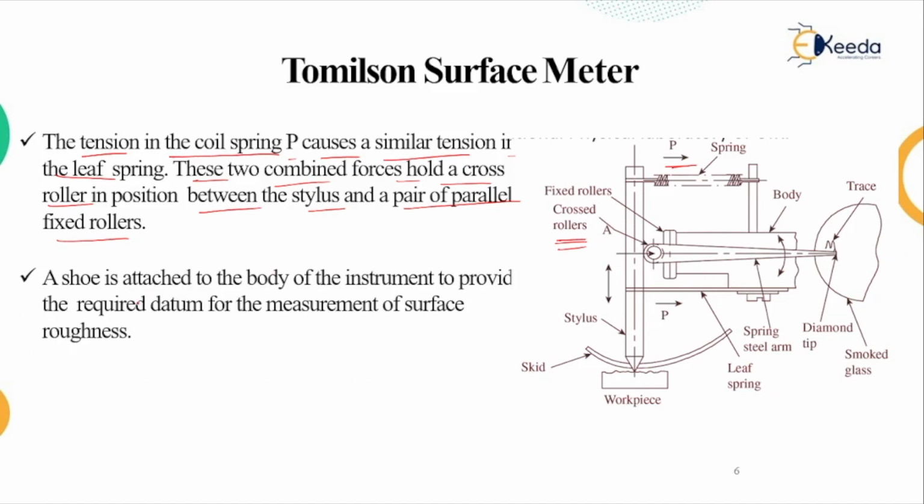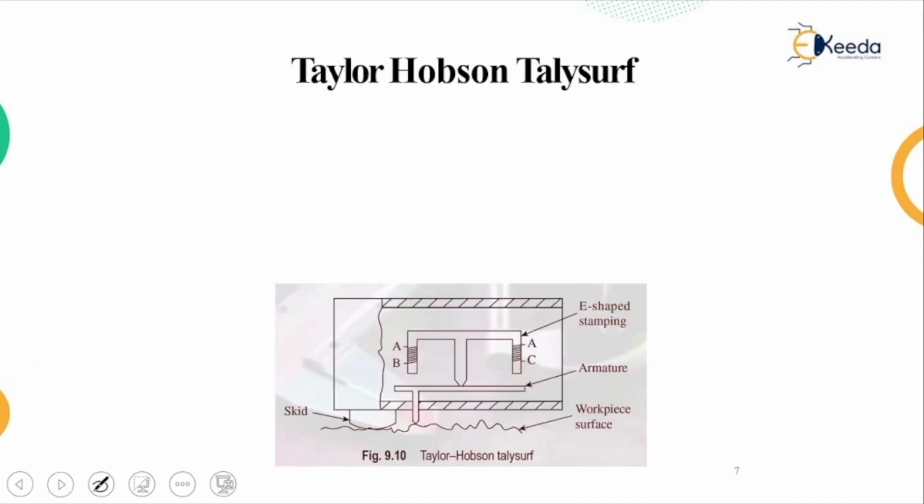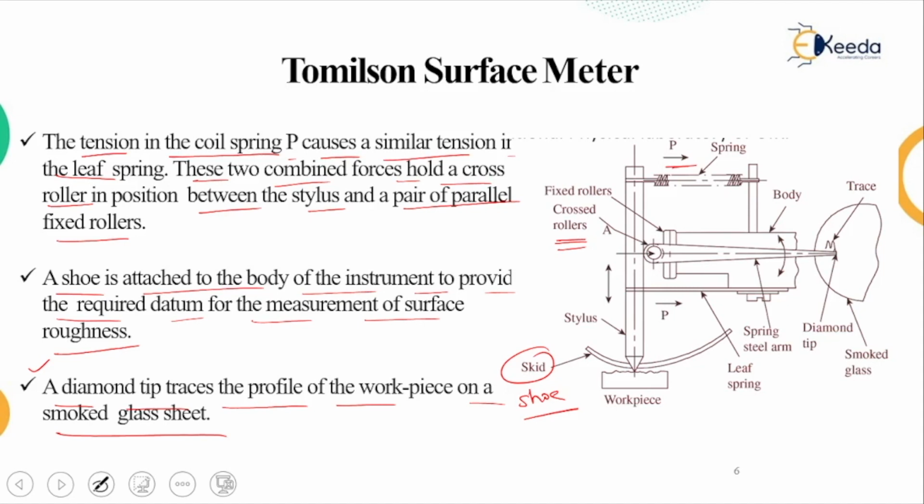A shoe is attached to the body of the instrument to provide the required datum for the measurement of surface roughness. This skid or shoe provides the datum. Then there is a diamond tip at the end of the steel arm. The diamond tip traces the profile of the workpiece on a smoked glass sheet. So that is the complete working of this Tomlinson surface meter.